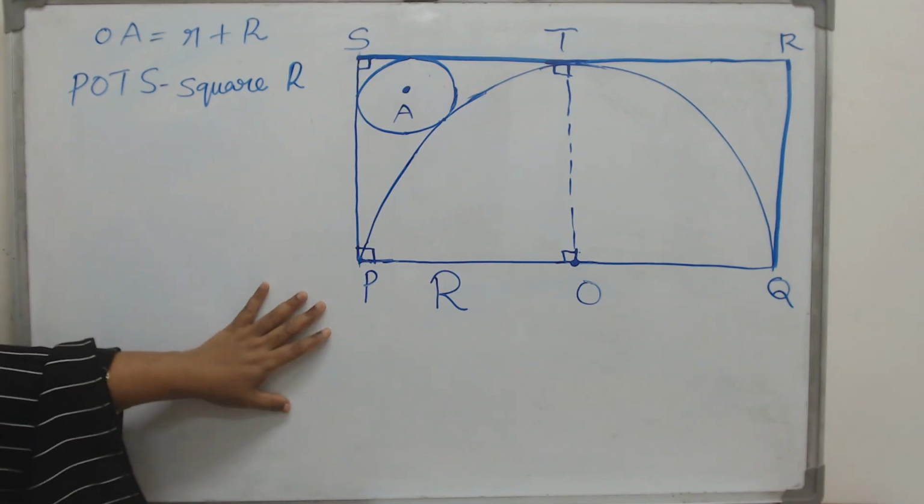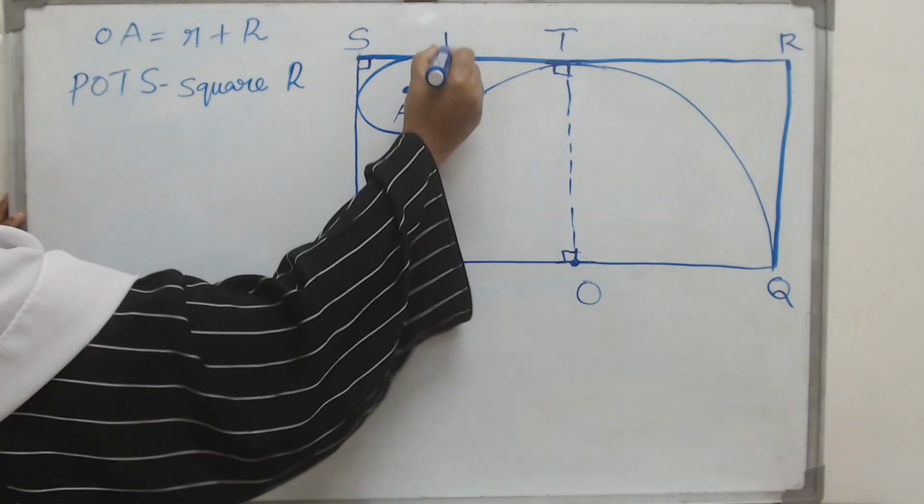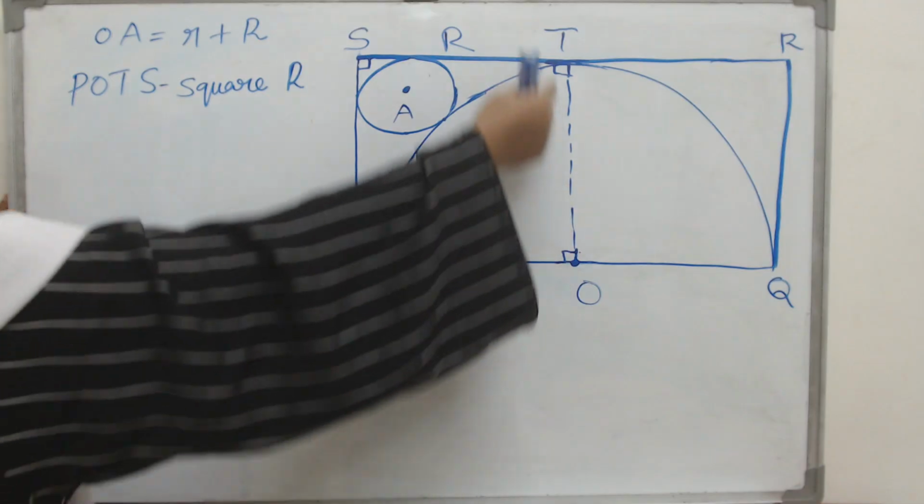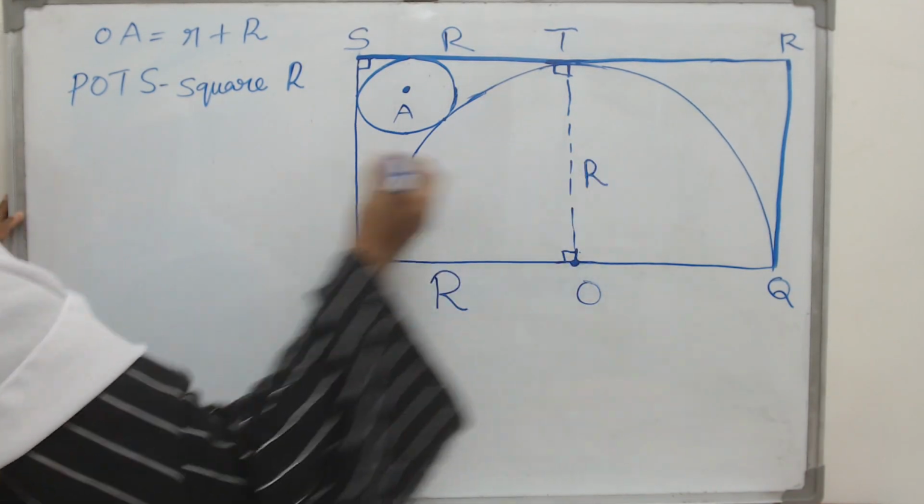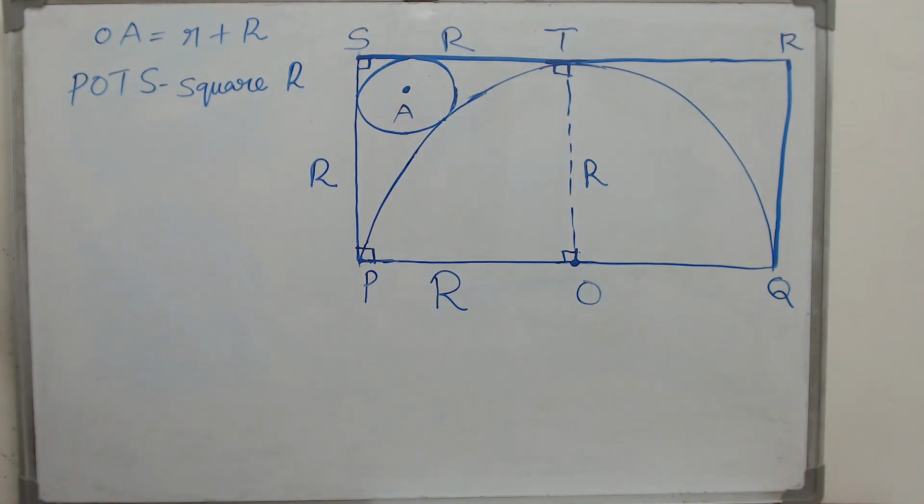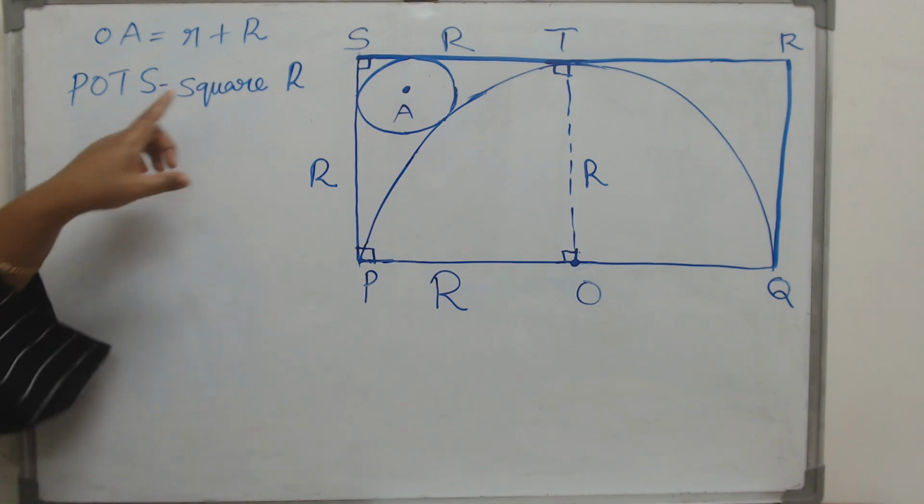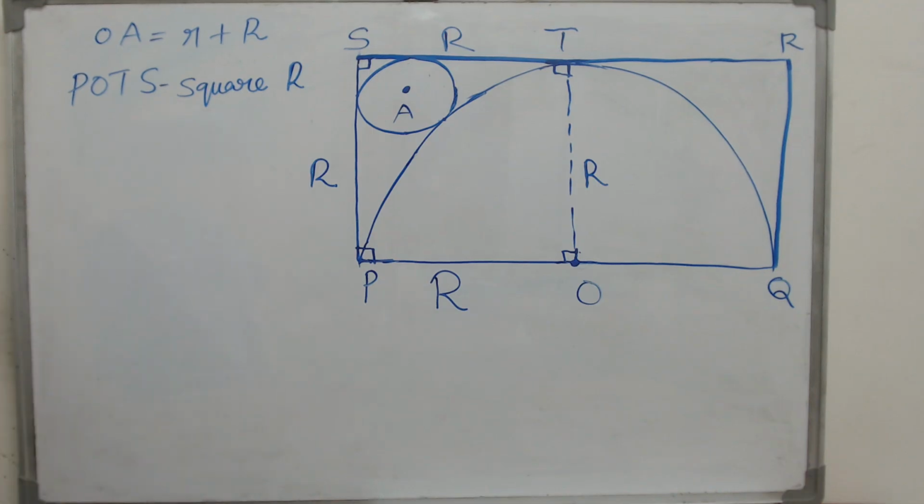You have a rectangle, which means opposite sides are equal. Here an R means here an R. Also OT is also a radius, so that is also R, which means this is also an R. We have a beautiful rectangle whose all 4 sides are equal, which means what? It is a square. It is a square with side length R units.